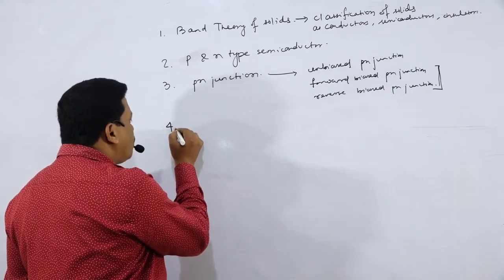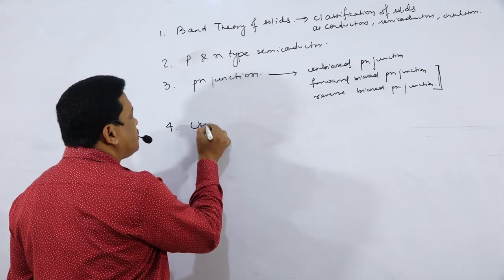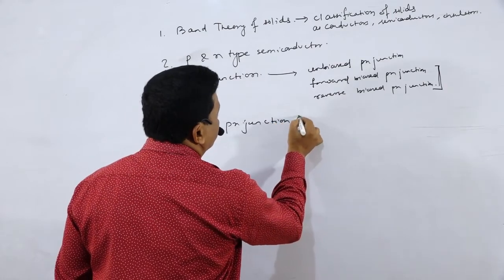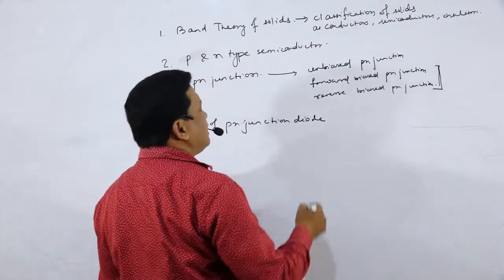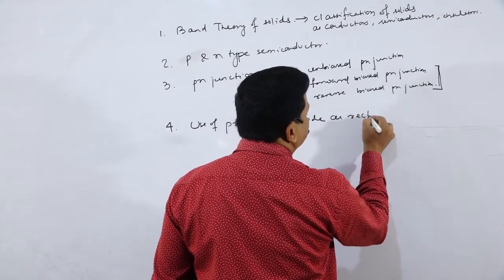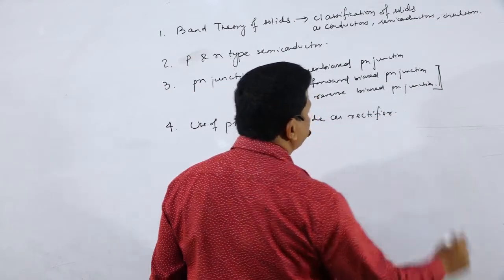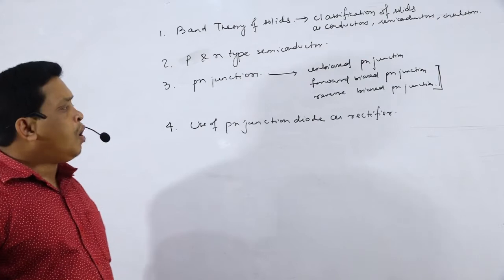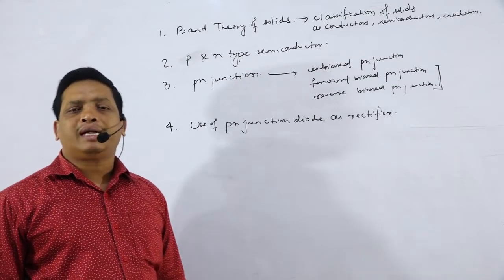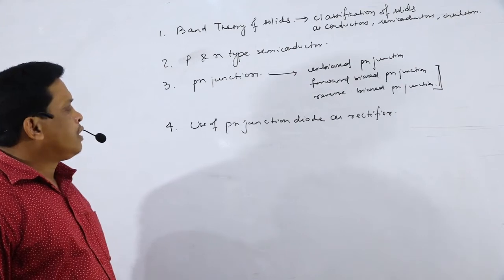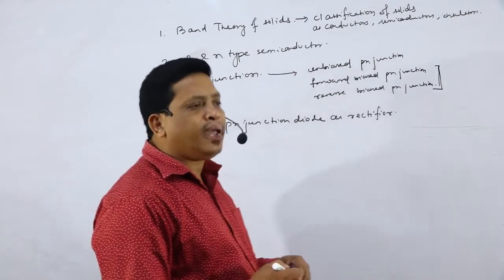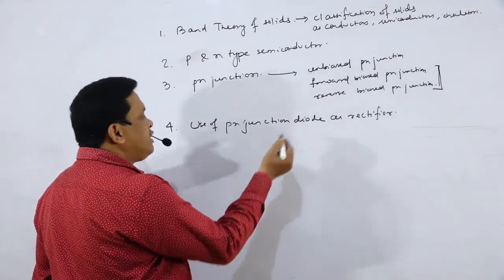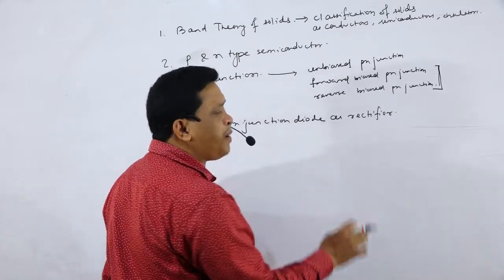Then we learned about the use of PN junction diode as a rectifier. A rectifier is a device which converts alternating current to direct current, or AC to DC. Rectifier is of two types, half wave rectifier and full wave rectifier. We discussed both half wave and full wave rectifier.